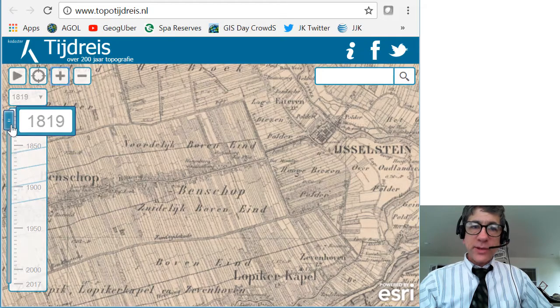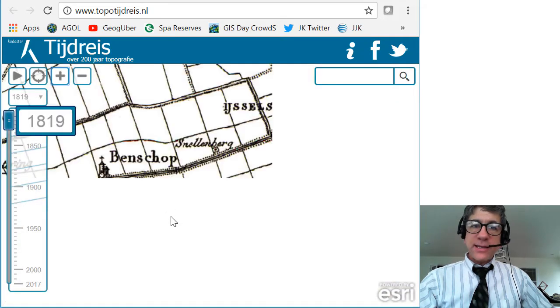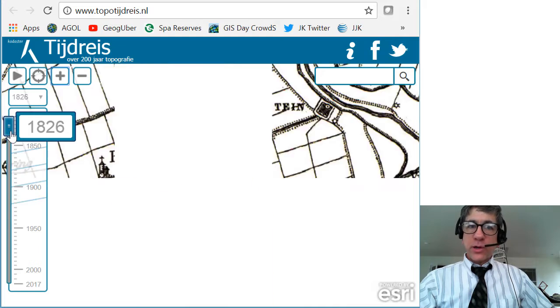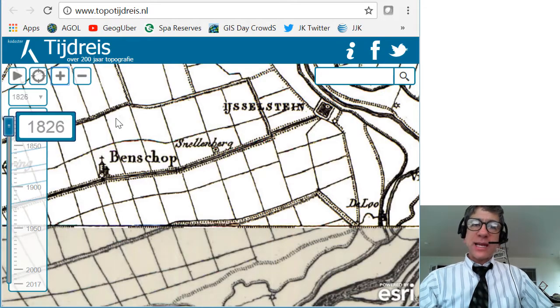How far back can we actually go? Well, if we go way back to 1819, we can see some fascinating mapping. The symbology has changed, but also, of course, the terrain has changed, and you can really see how the land has been drained and put into cultivation. Really fascinating to be able to look at this.